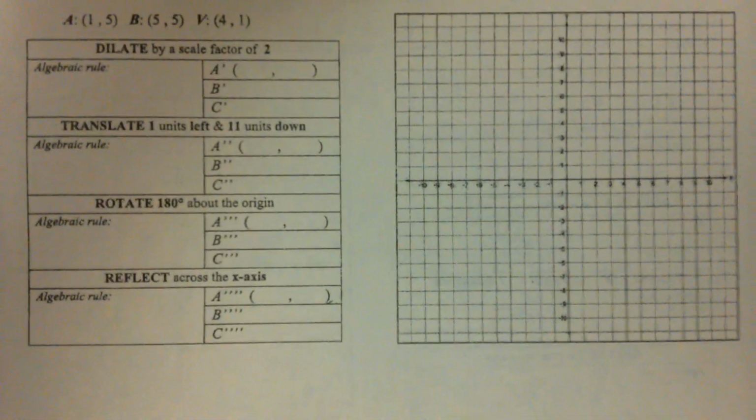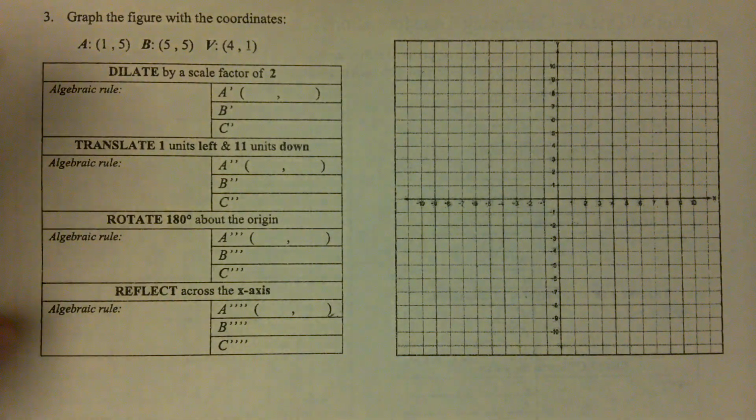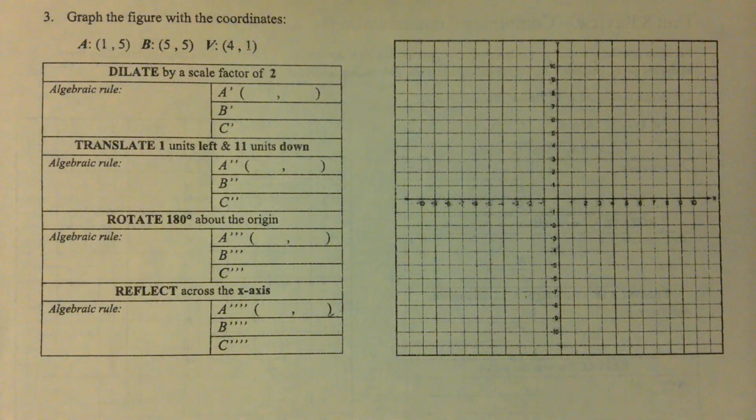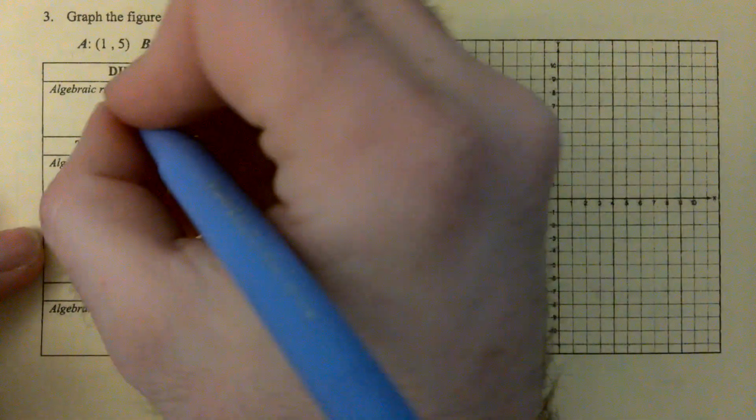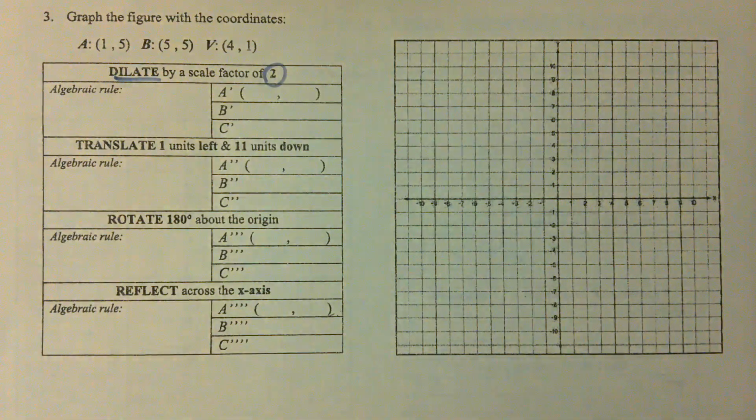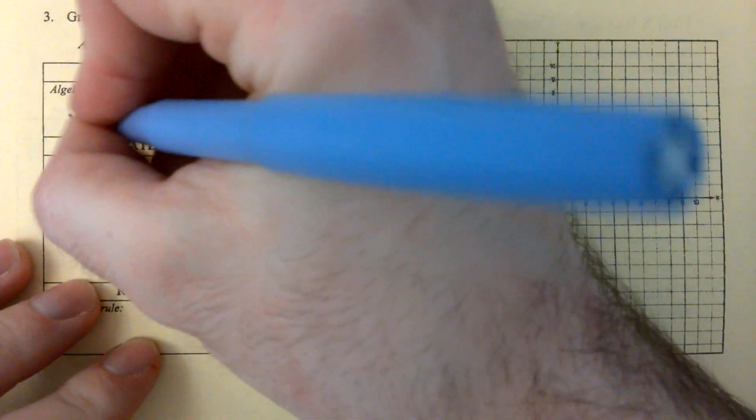So in the back, number 3, again, it seems repetitive, but we're going to do the same thing. Now, the order of these is all different, but we're going to do essentially the same process. We're going to start by dilating, this time by a scale factor of 2. So we're going to take x times 2, and we're going to take y times 2.